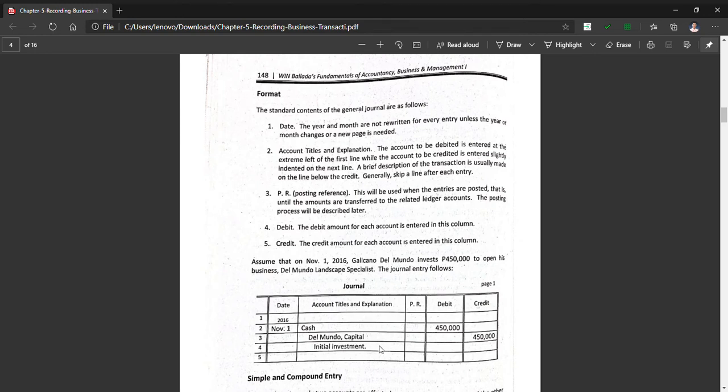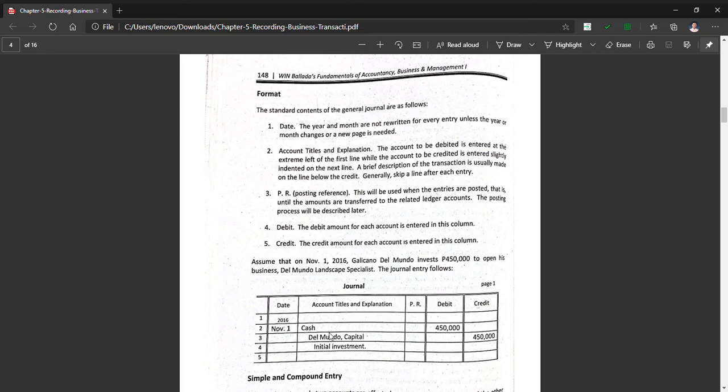Tapos, yung explanation is this initial investment. Yung explanation, nakalagay lang dito kung ano yung transaction na ire-record mo. So, in this case, this is the initial investment of Del Mundo Capital. So, walang specific format for the explanation. Basta ma-state mo lang kung ano yung transaction. So, hindi necessary na initial investment lang ilagay dito. Pwede ding to record the initial investment of Del Mundo Capital or pwede ding Del Mundo Capital invested 450,000. Parang ganun. Basta masabi mo lang or ma-explain mo lang kung ano yung transaction na naganap.